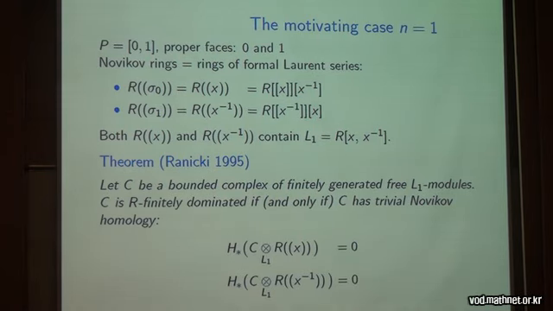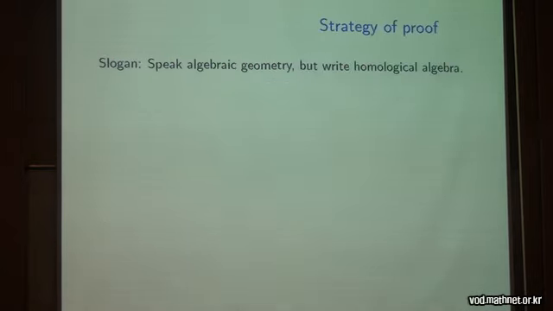So how would you go about proving that? What I'm going to do is give you Wronitzky's proof in words that he would not approve of, and then point out why this rephrasing is good, because it tells you how to do that for general n. So the strategy is I speak algebraic geometry, but I write homological algebra. It's one of my hobbies to pretend that I'm an algebraic geometer. Every so often that gets me into trouble, but let's ignore that.